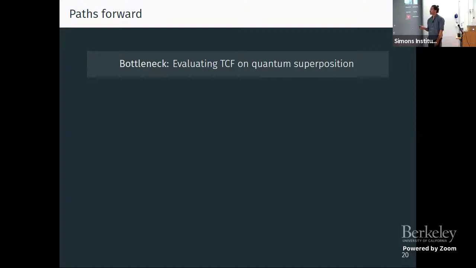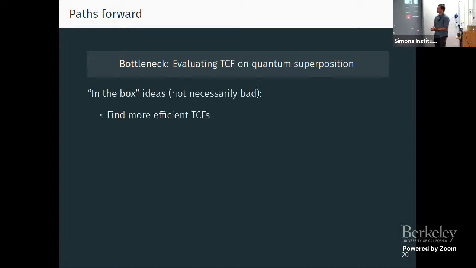So with that, I'd like to talk about the paths forward from these protocols. The main bottleneck, which I hope I maybe convinced you of from the past few slides, is evaluating this trapdoor Clauffre function on the superposition. And I think fixing this problem and running it, in the next year or so, will require some kind of out-of-the-box theory thinking. I don't think the experiments are going to magically be able to do this in the next year, though hopefully not too long.